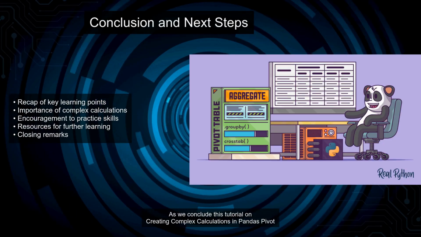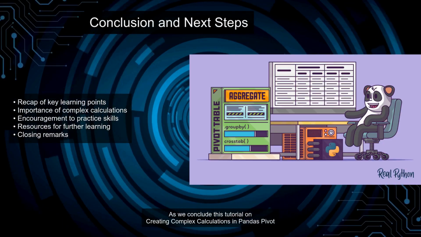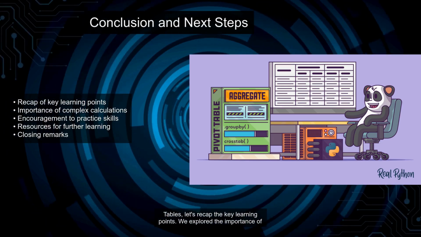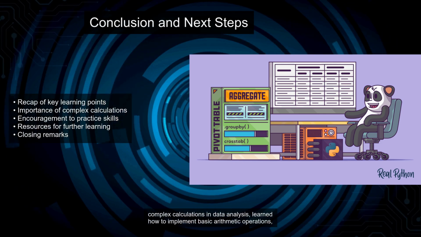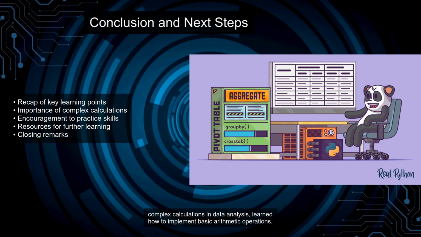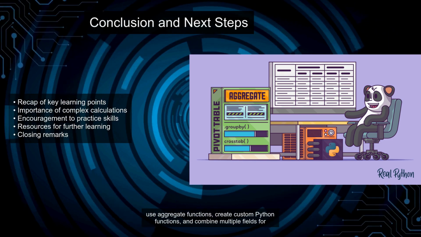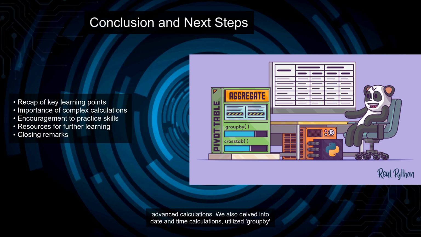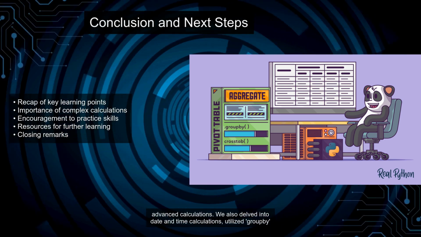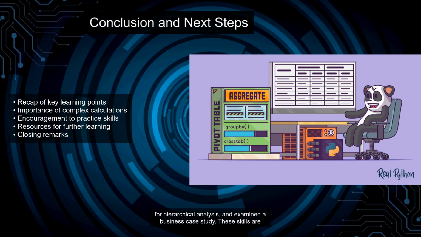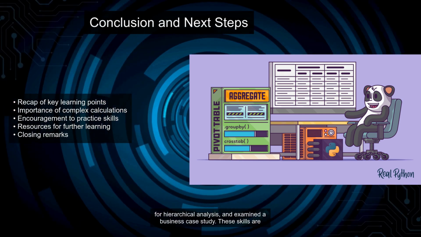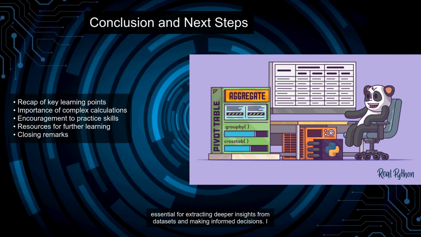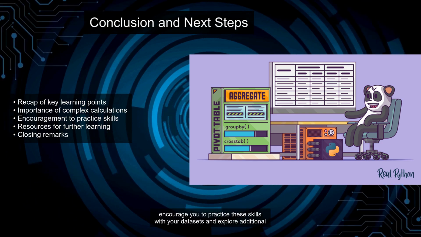As we conclude this tutorial on creating complex calculations in Pandas pivot tables, let's recap the key learning points. We explored the importance of complex calculations in data analysis, learned how to implement basic arithmetic operations, use aggregate functions, create custom Python functions, and combine multiple fields for advanced calculations. We also delved into date and time calculations, utilized GroupBy for hierarchical analysis, and examined a business case study. These skills are essential for extracting deeper insights from datasets and making informed decisions.